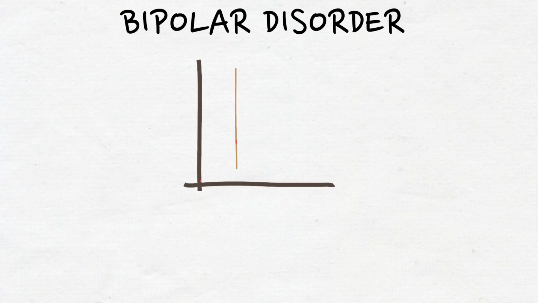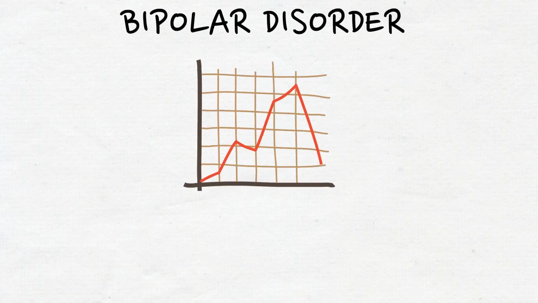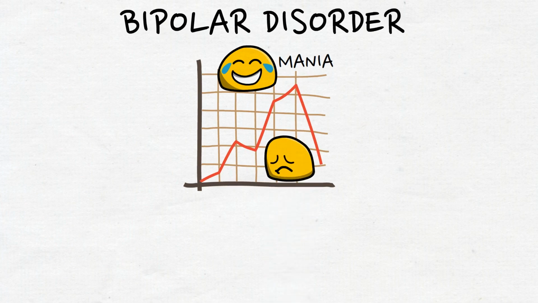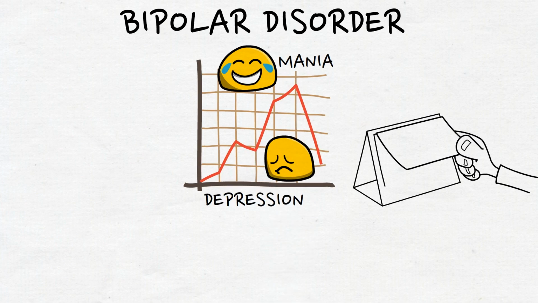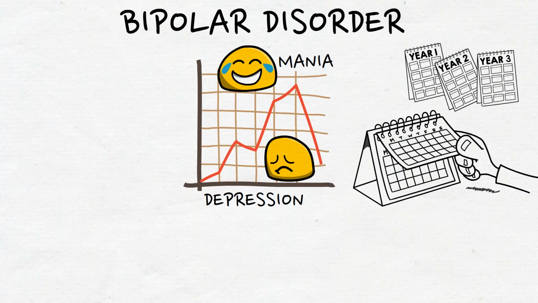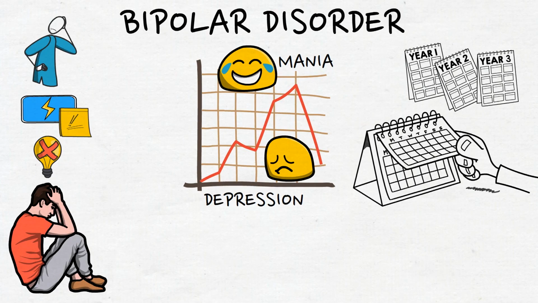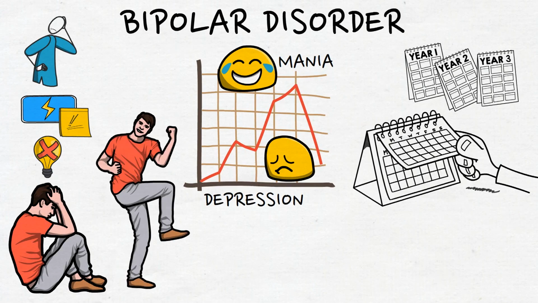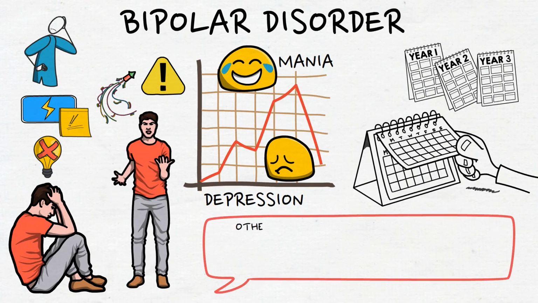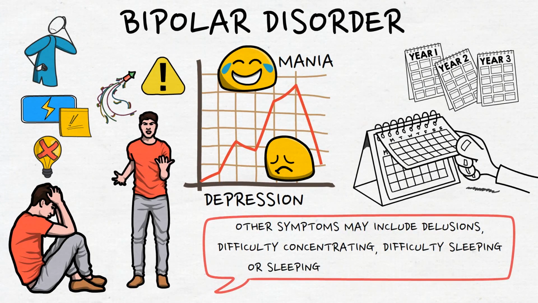Another notable mood disorder is bipolar disorder. This is a mental health condition that involves mood swings with periods of extreme highs, or mania, and extreme lows, or depression, lasting from days to months. When someone with bipolar disorder is experiencing a depressive episode, they might feel unmotivated, lack energy, and lose interest in things they usually enjoy. On the other hand, during a manic episode, they may feel elevated or euphoric, engage in risky behavior, or struggle with impulsivity and disorganization. Other symptoms may include delusions, difficulty concentrating, difficulty sleeping or sleeping too much, and paranoia.